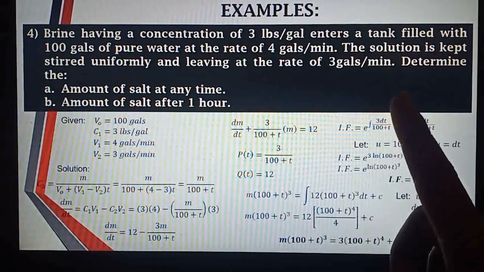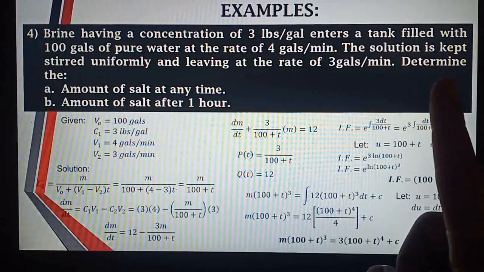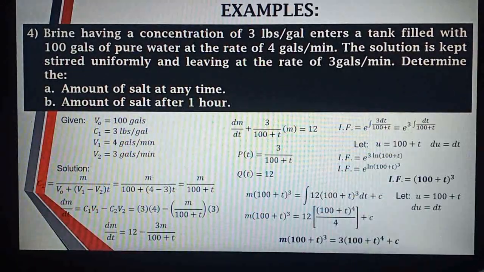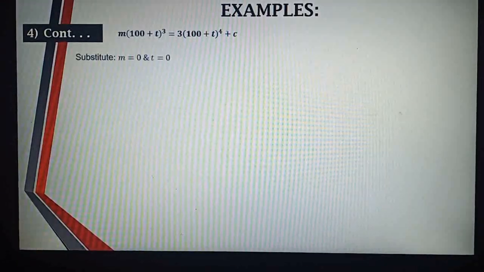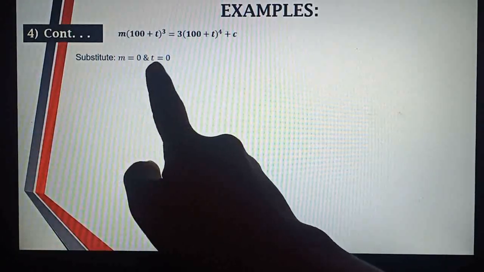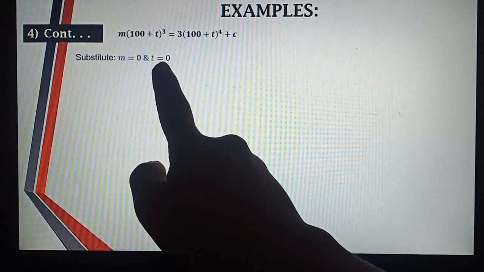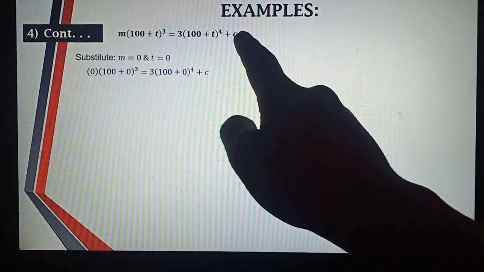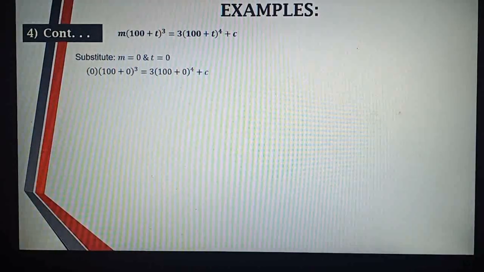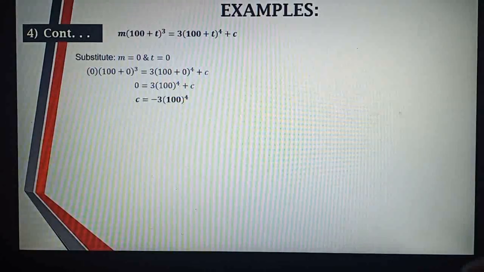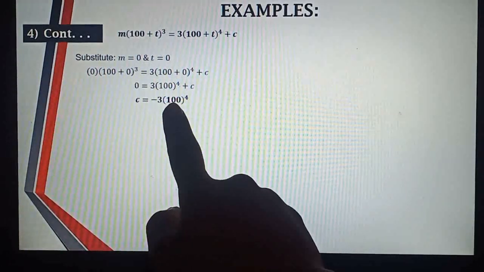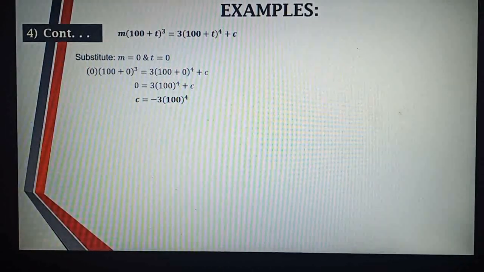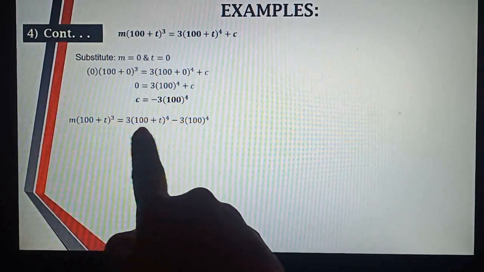So initially, at time equal to 0, what is the amount of your mass? If you have pure water initially, obviously our value of m is 0 at t equal to 0, because the tank has pure water. If we substitute that to the general solution, you will now have this equation. Then you will have the value of c as negative 3 times the quantity 100 raised to 4. Then substitute c into the general solution to find a particular solution. You will have this equation.